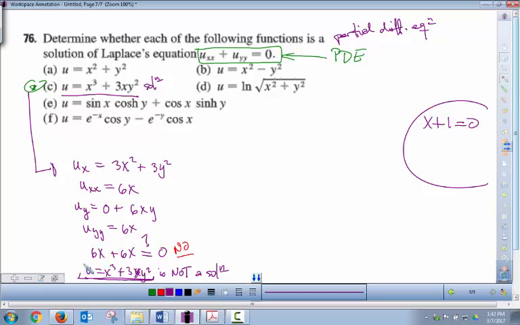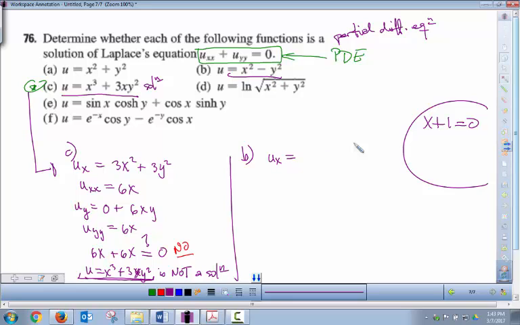All right, so the function's not a solution. Let's try another simple one. Let's try b. So u is equal to x squared minus y squared. Let's see if that works.